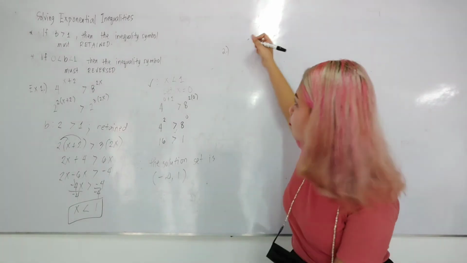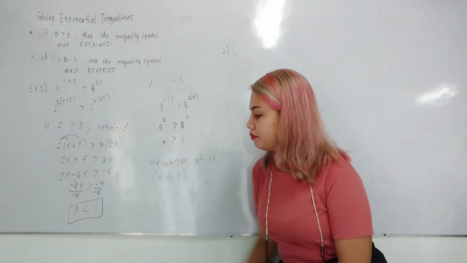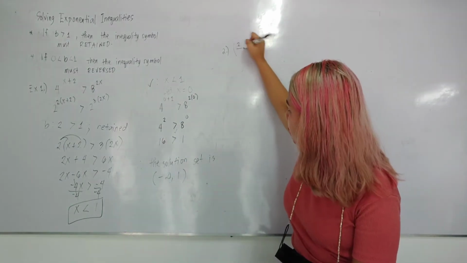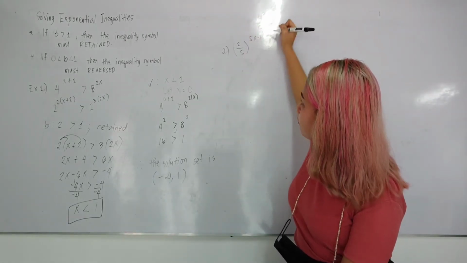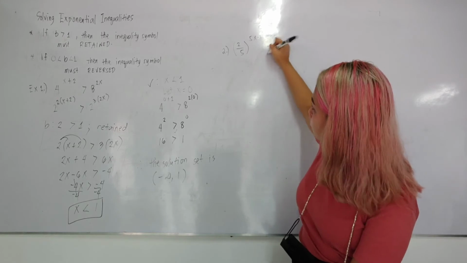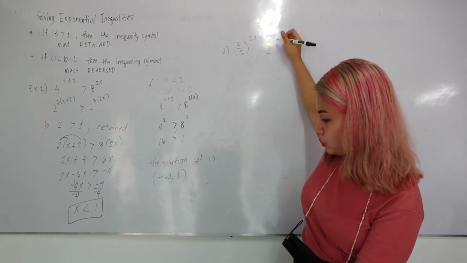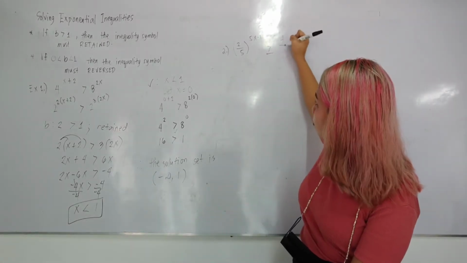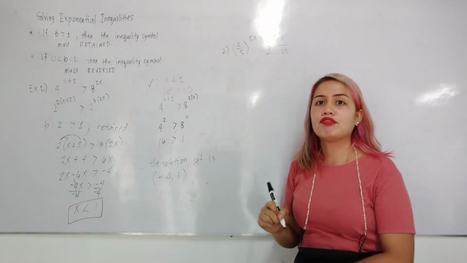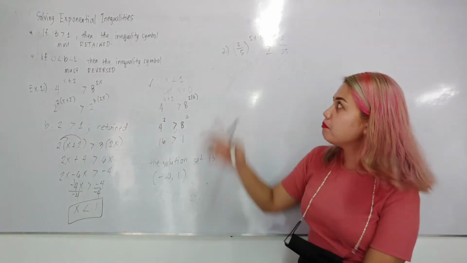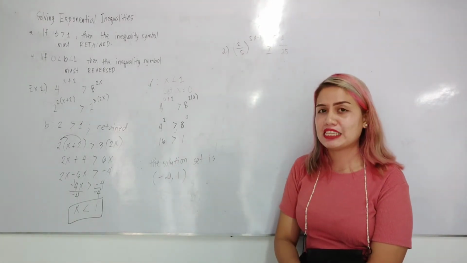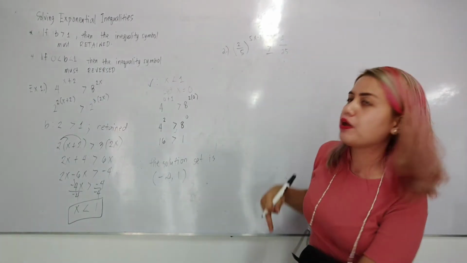How about if you're given 2 over 5 raised to 5x minus 1, which is greater than or equal to 4 over 25? We're just looking at our bases. We can determine that it is greater than or less than 1. But let's still continue our process.